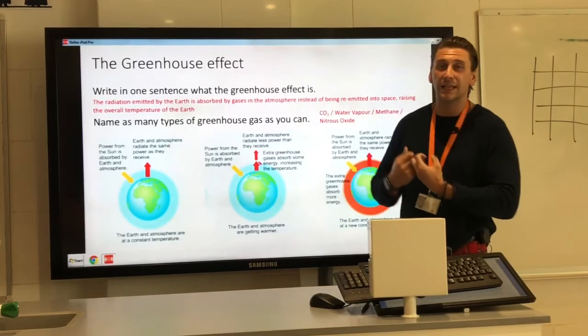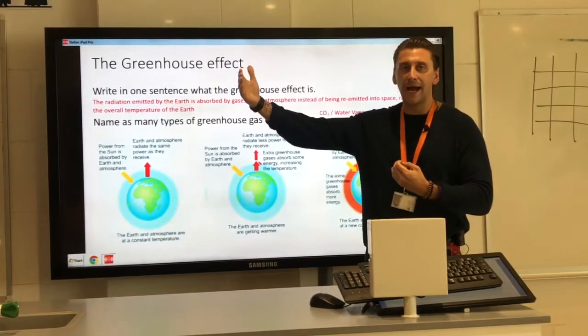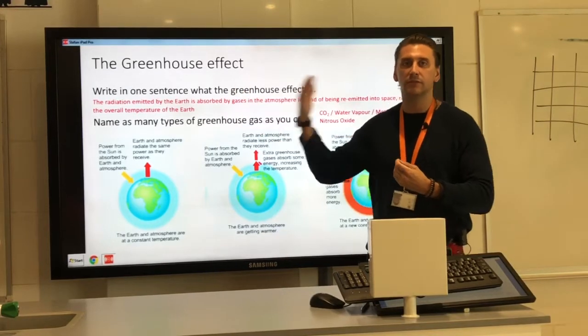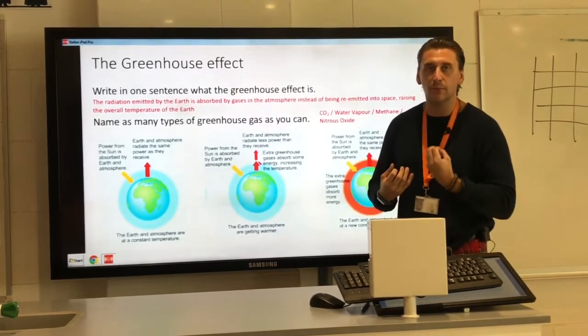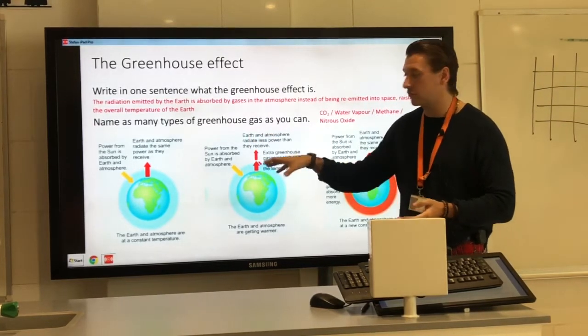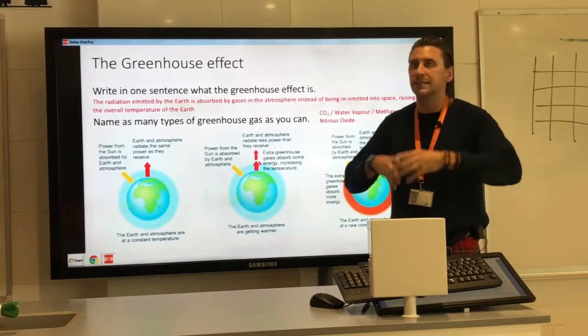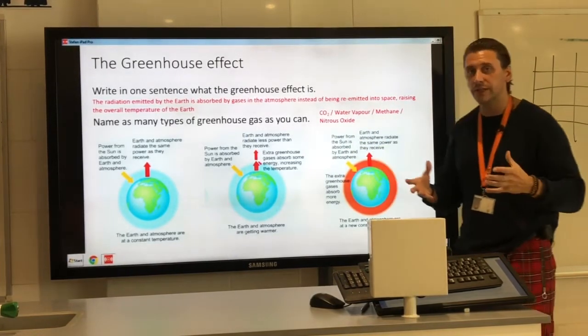Now, the problem is, over time, we're still absorbing the same amount from the sun, so we're still taking in the same amount, but we're not emitting, so we're not giving back the same amount every single time. We're giving back less. So what's happening is we're absorbing more, we're emitting less, and therefore the temperature of the Earth overall is increasing slowly. This is happening over years and years, but the temperature overall is gradually increasing.